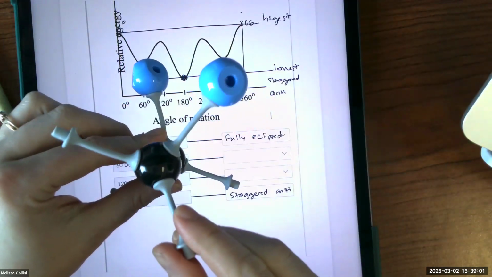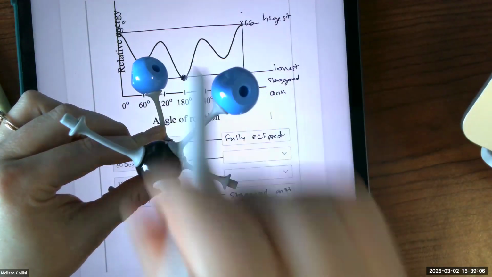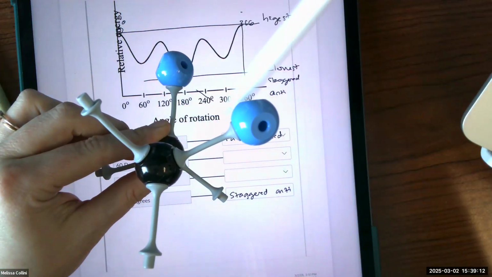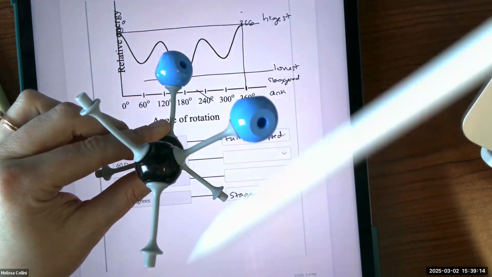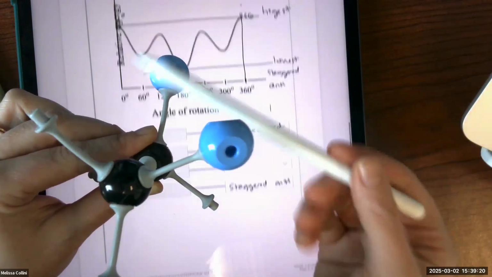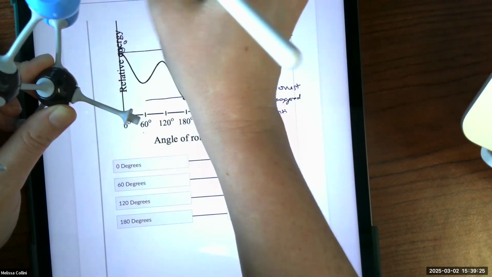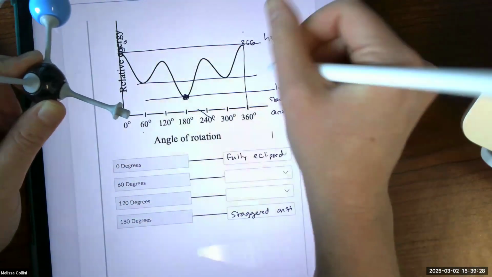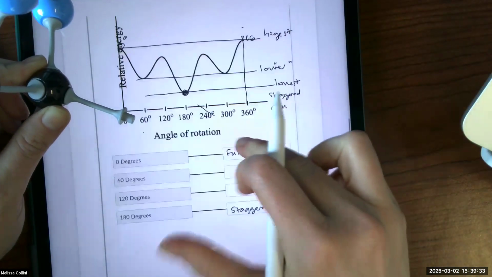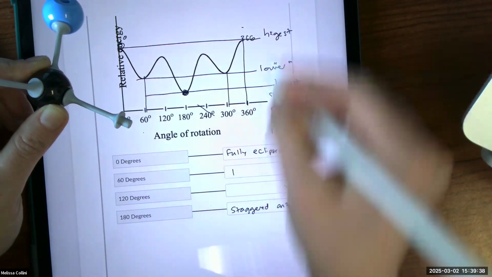Now, there are other staggered positions where these two groups are near each other, but they're not fully on top of each other, so they do have some space between them. They have a space to spread their electron density up and down. They're not hitting one another. With that space between them, that stabilizes them quite a bit, so that would put them at a lower position, but not lowest. That is going to be your other staggered position. So these two at 60 and 300 are lower energy.